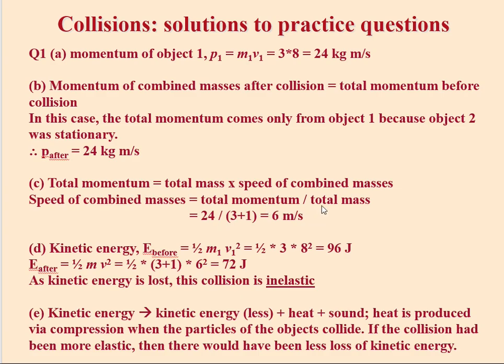Where does the 3 plus 1 come from? That's the total mass. 3 kilograms for object 1 and 1 kilogram for object 2. So this gives us a speed of 6 meters per second.